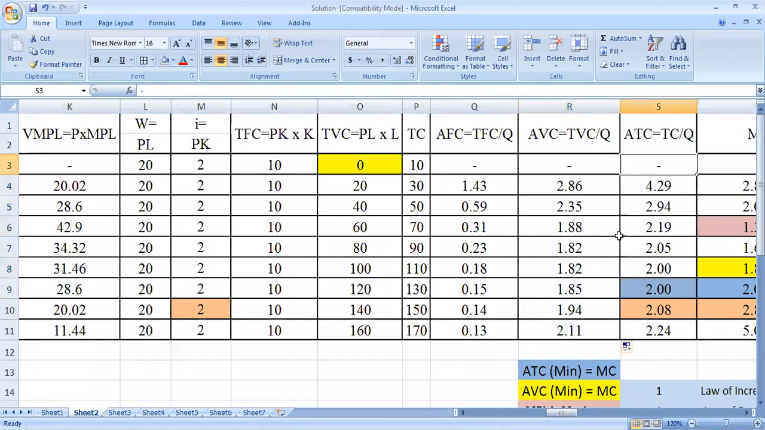Similarly, we can obtain the average total cost column. Now let me remove the first three values. There are two formulas for finding average total cost. One way is to divide total cost by the level of output. The other way is to add average fixed cost and average variable cost to obtain average total cost. The answer should be the same. The answer will not be different, right?